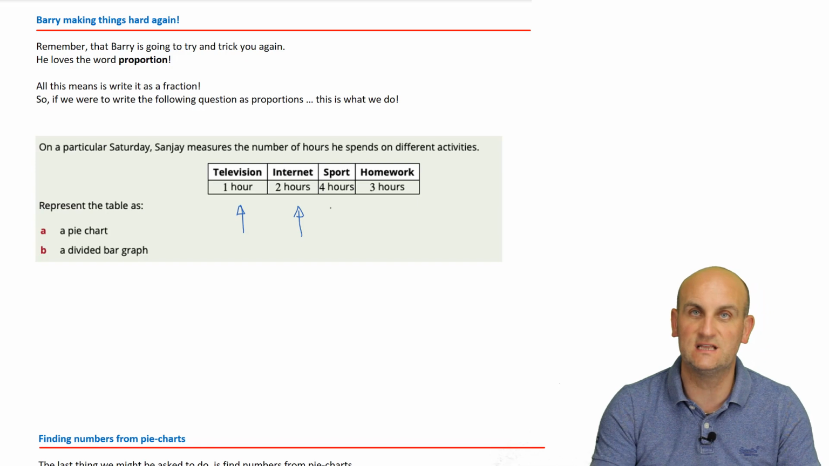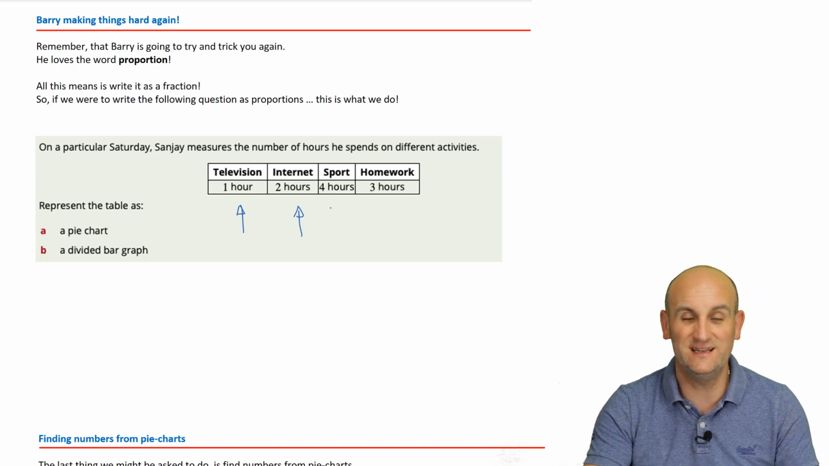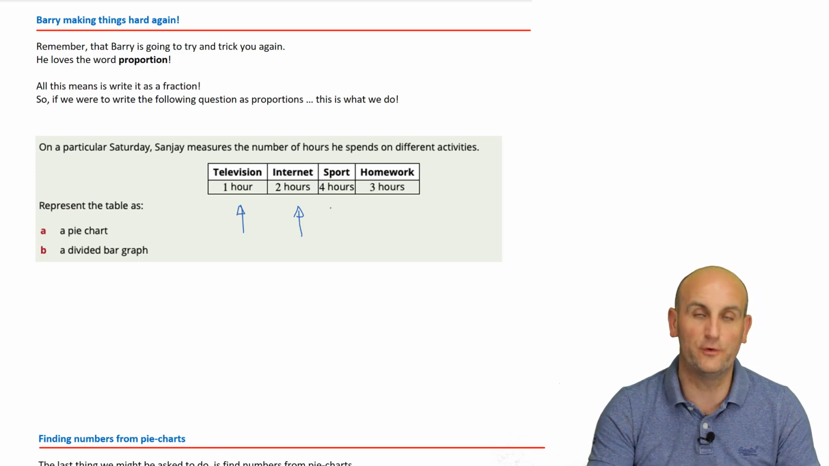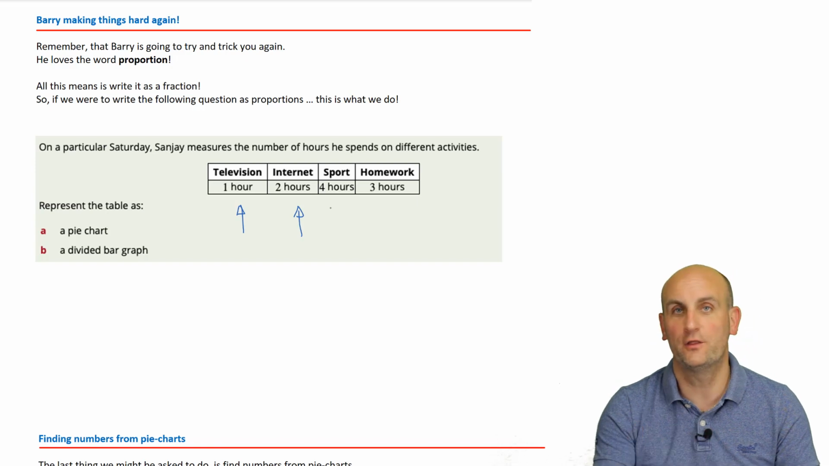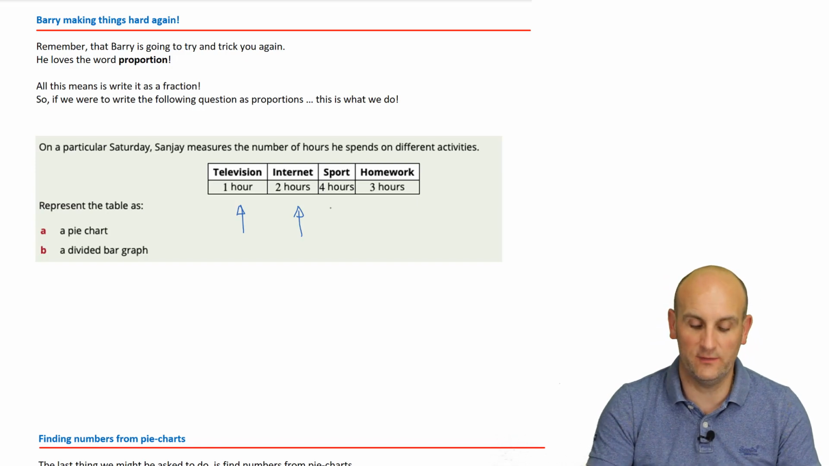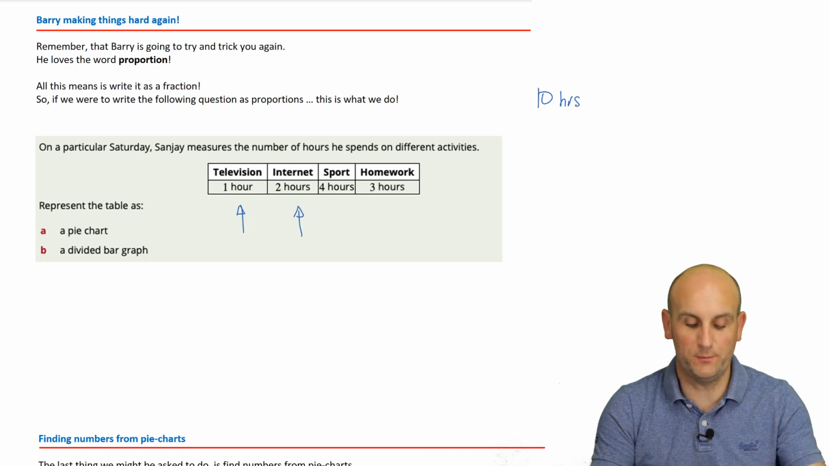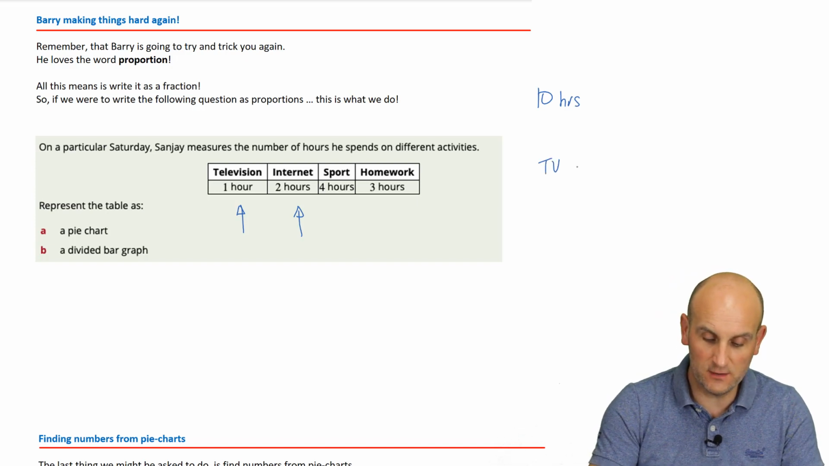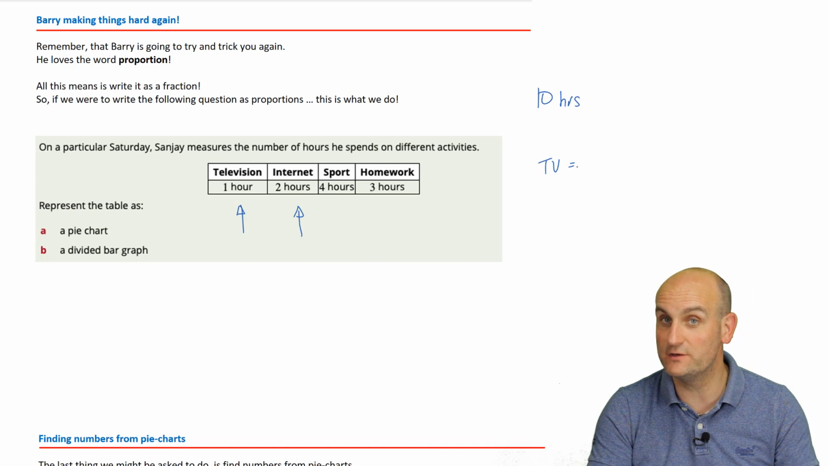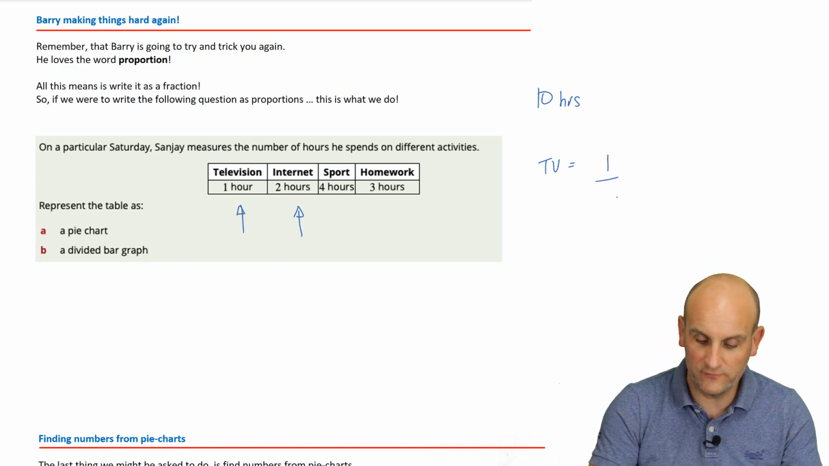So if we look, once again, same example. How many hours has he got television? 1. How many hours has he got internet? 2. How many hours has he got sport? 4. How many hours has he got homework? 3. How many hours in total are there? There are 10 hours in total. So if we're now going to do a proportion, then television is equal to, how many hours does he do in television? 1 out of 10 in total.